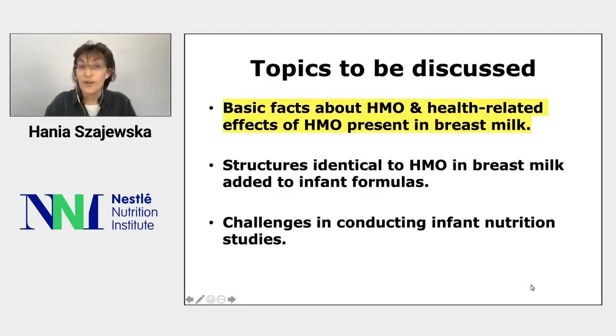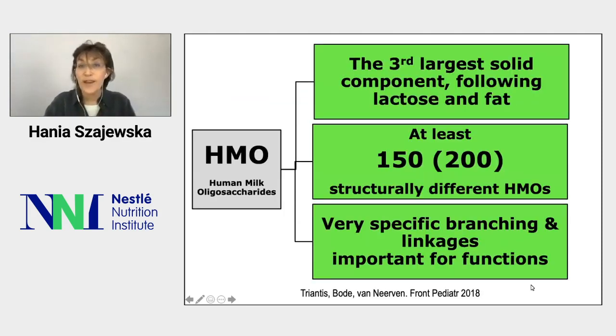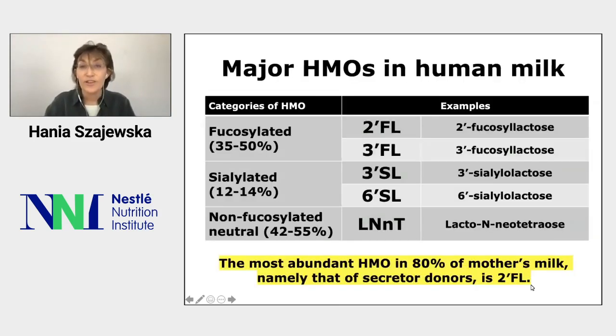Let me start with the first topic, just to remind you of some basic facts about HMO. They are the third largest solid component following lactose and fat. There are at least 150, probably 200, maybe even more structurally different HMOs. They have very specific branching and linkages, which are extremely important for their function.